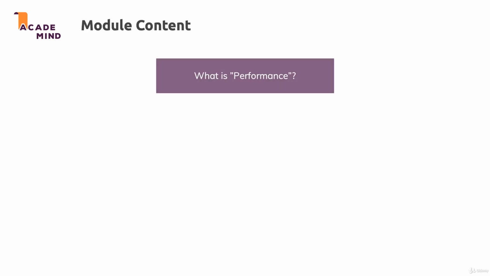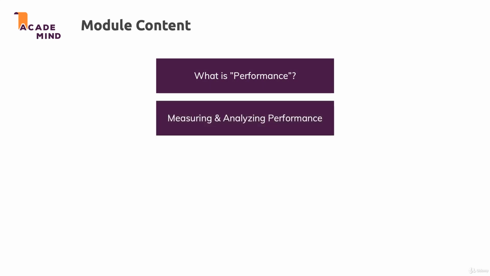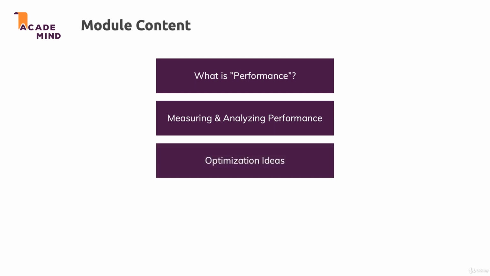Specifically in this module, we'll have a look at what exactly performance is, because it turns out that is rather a broad term and it can be a lot of different things. We'll also have a look at some tools or approaches of measuring and analyzing performance and of finding out how our application behaves. We'll also dive into some potential optimization ideas on how you could improve your code and what you should watch out for.